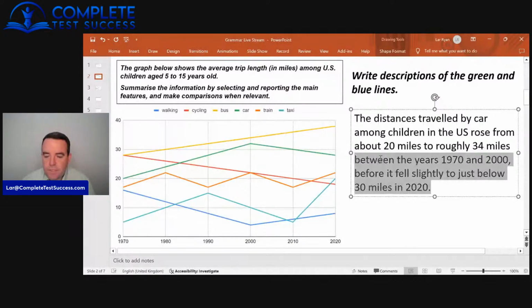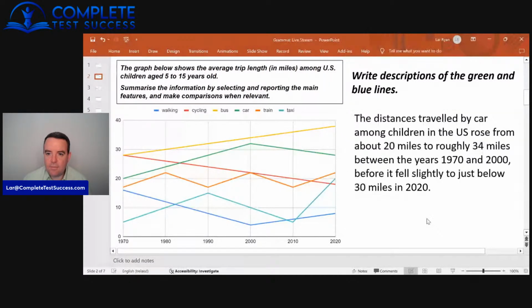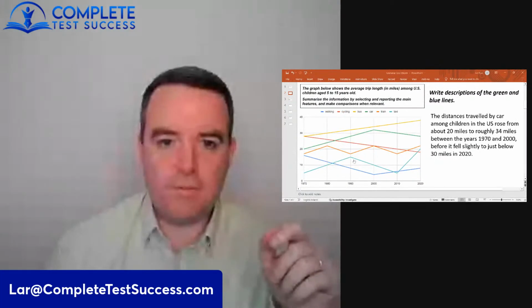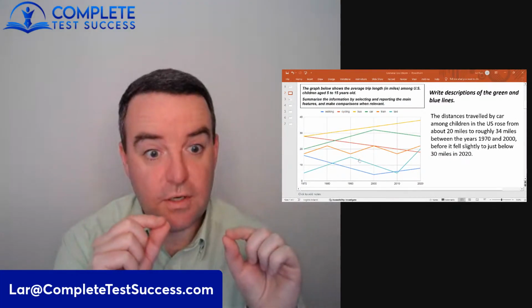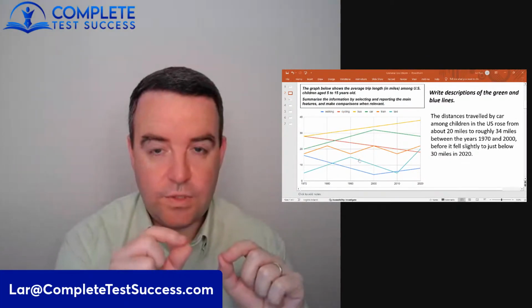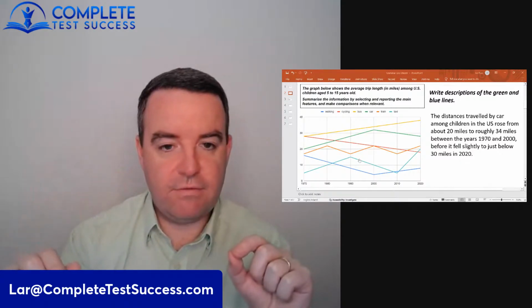So that's important that we do include the figures like 20, 34, 30, that we do include those, because the descriptions in the body paragraphs, that's the main thing that we're doing, is we're trying to describe, you know, what exactly happened in the graph. So then ideally what it would be like is if somebody read your essay, would they be able to kind of recreate what the graph looked like?